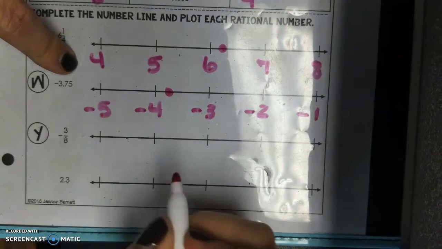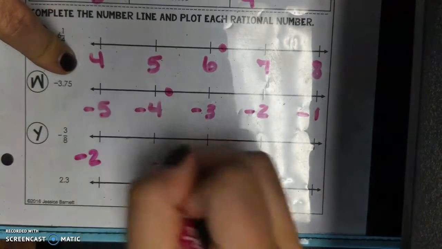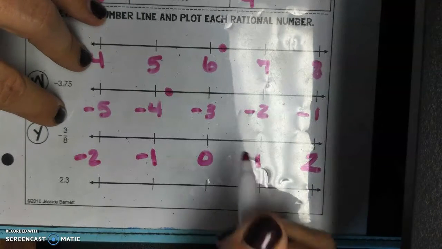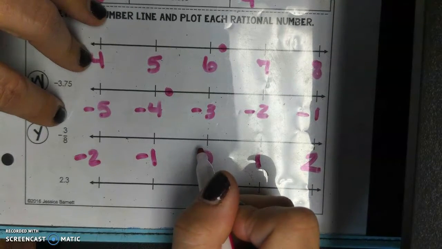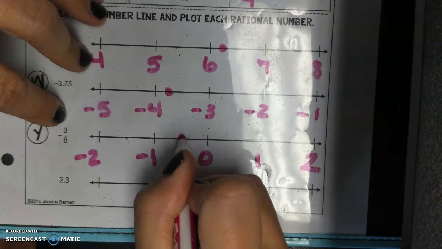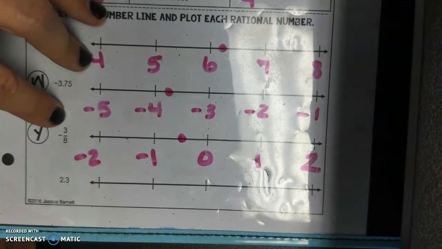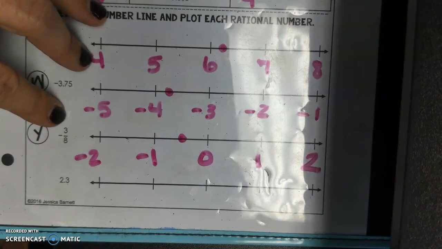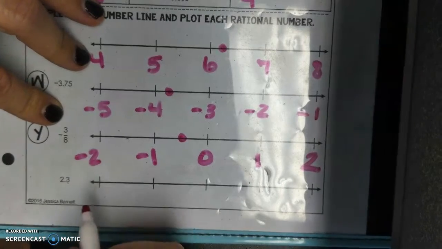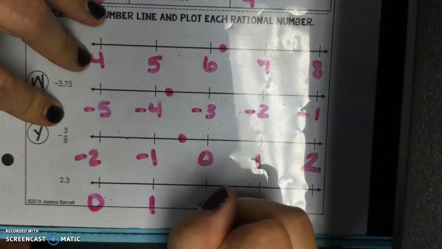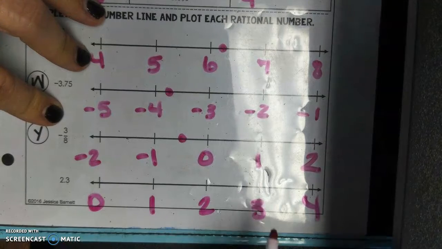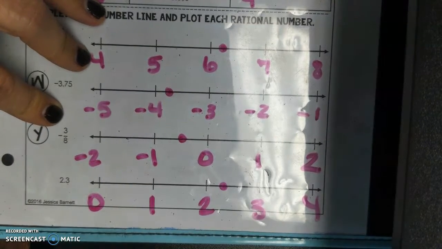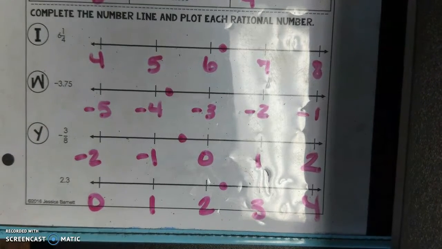-3/8. Let's go -2, -1, 0, +1, and +2. -3/8 is going to be between 0 and -1. A little bit less than 1/2, because -4/8 would be the -1/2. We want this just a little bit closer to 0. And finally, 2 and 3/10. Let's go ahead and go 0, 1, 2, 3, and 4. 2 and 3/10 is going to be between 2 and 3, less than halfway, somewhere right about there.